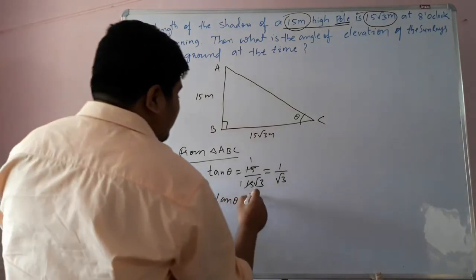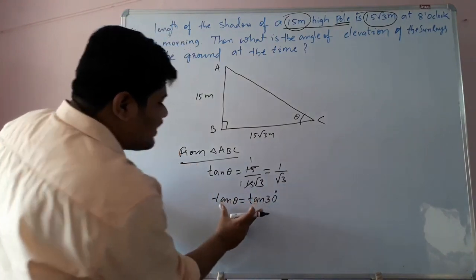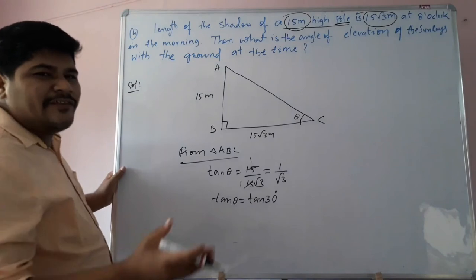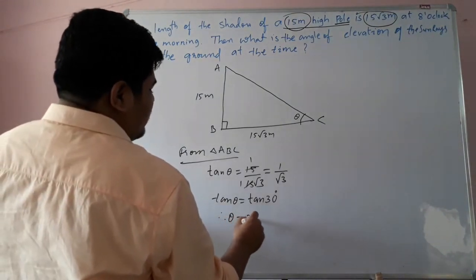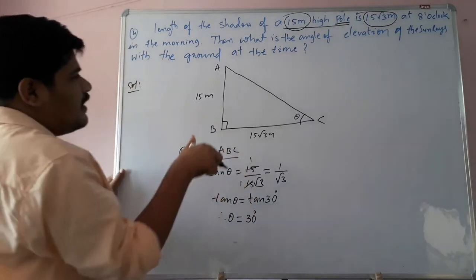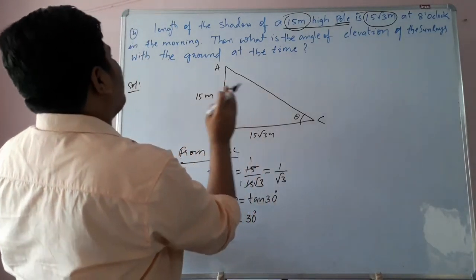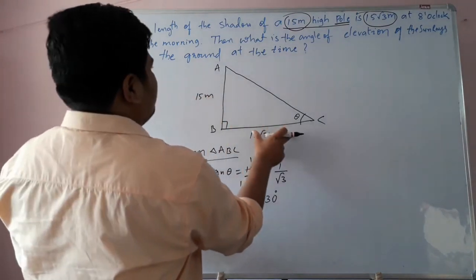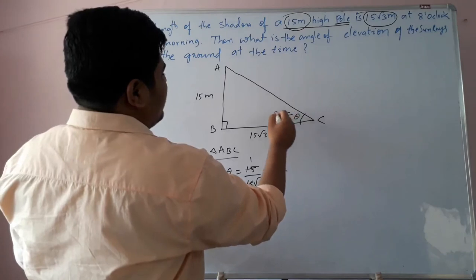So here we can write tan theta is equal to tan 30 degrees. Students, both sides have tan, so we can equate the angles. Therefore theta is equal to 30 degrees. So the angle of elevation of the sun rays with the ground at that time is 30 degrees. So we got it as 30 degrees.